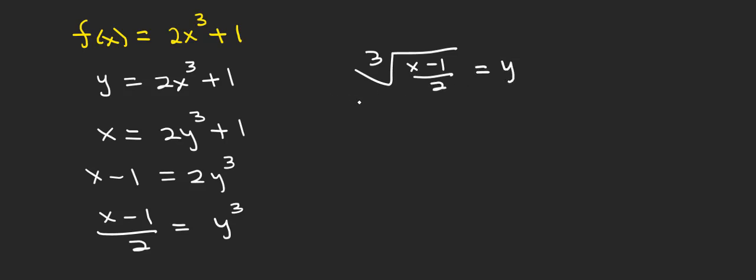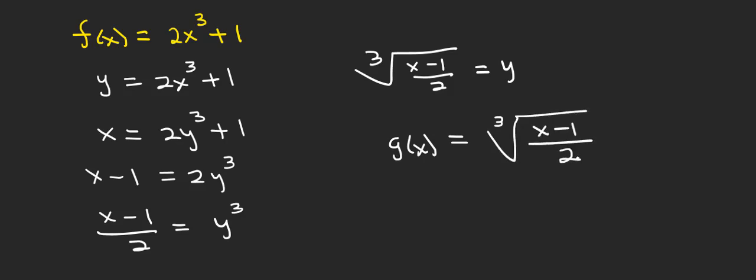And don't put positive and negative. You only do that when the exponent is even. This is going to be our inverse. So our inverse is going to be g of x equals the cube root of x minus 1 over 2.